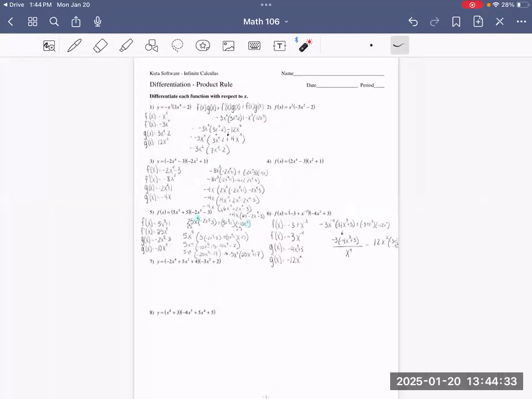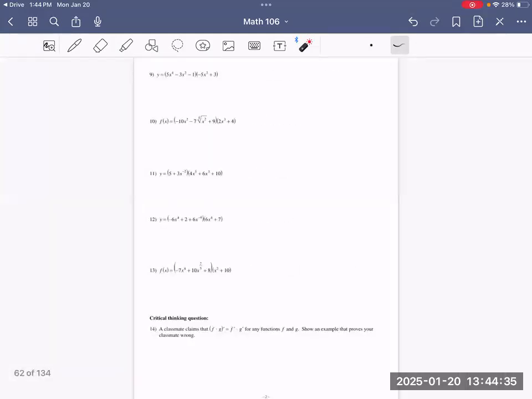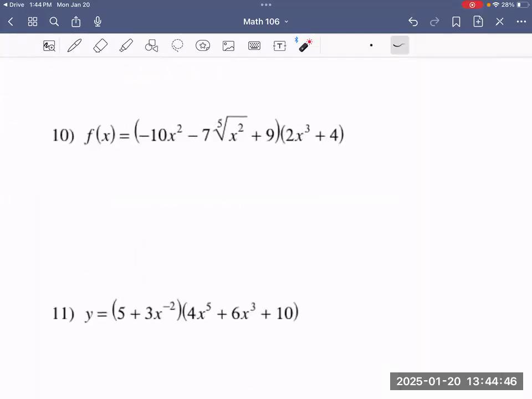Now I'm going to show you some more. Try some of these. Let's see, I think I might do one more on this page. Let's do 10.